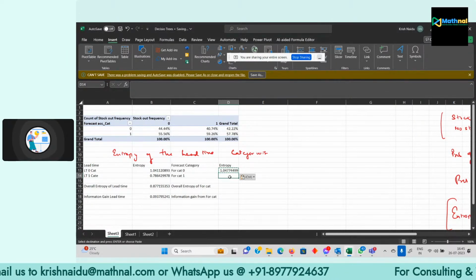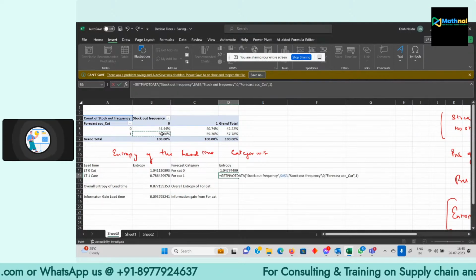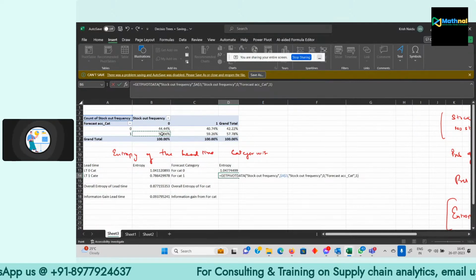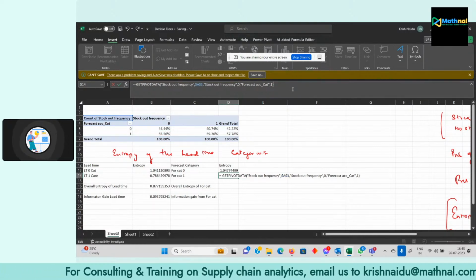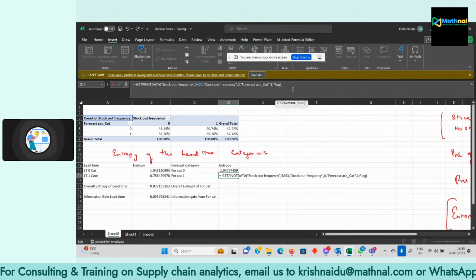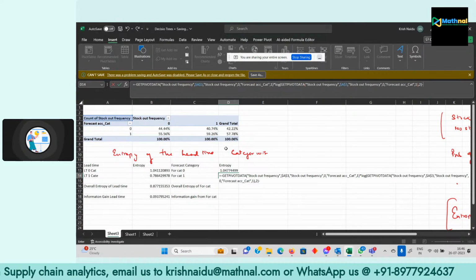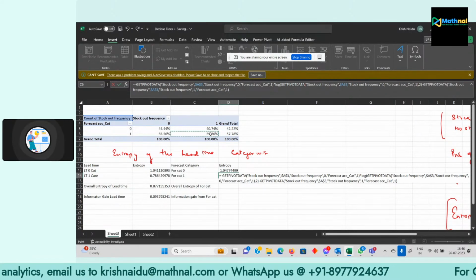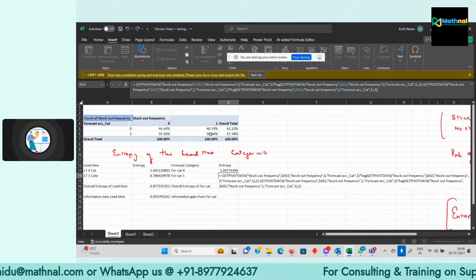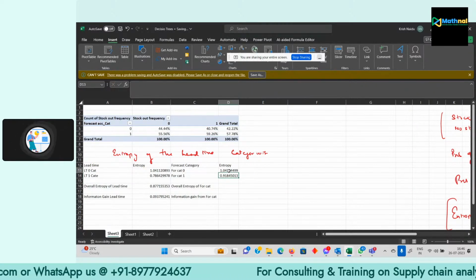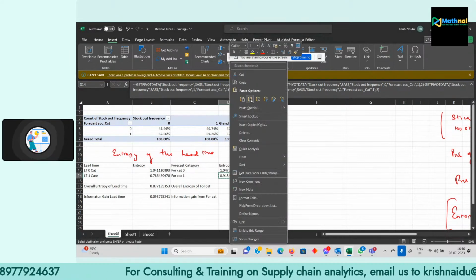Same thing I will do with the next one. So next one, I'm going to take 55.56. I have to put a negative sign first. So this is negative sign into log of this number, comma 2, minus, I'll take this number into log of, I'm just taking this process faster. Now I got this. I'll remove the formula from here, copy and paste special values.